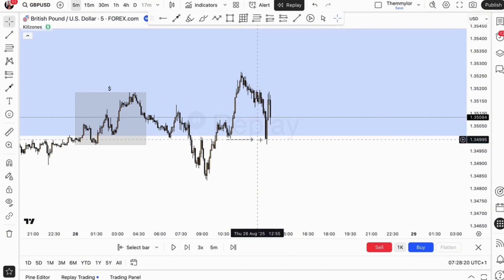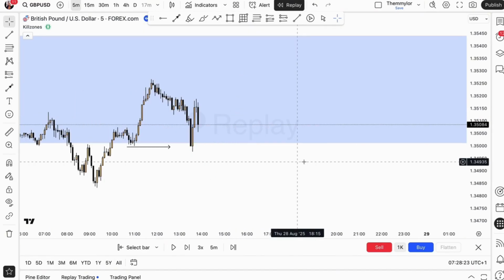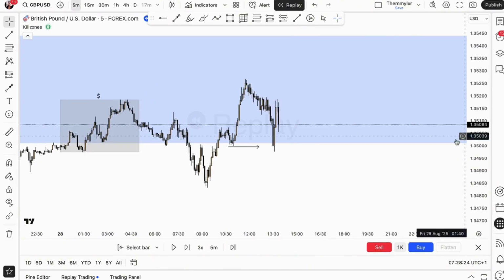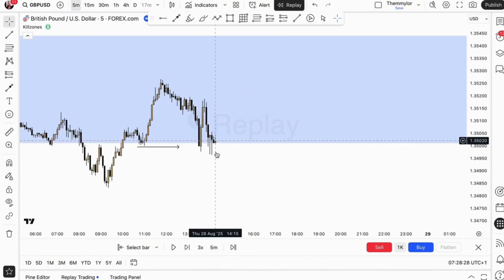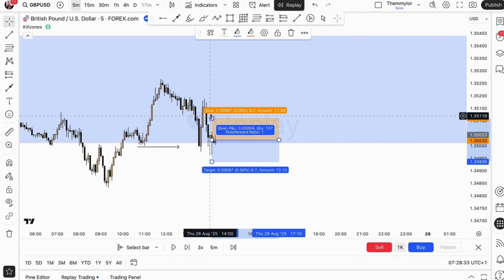We have that break of structure. With that, I took a sell trade. Market executed a sell when price was pushing down. That was how I got into my sell trade.